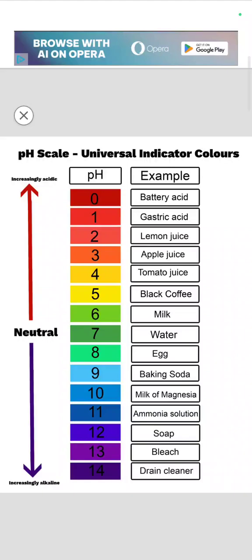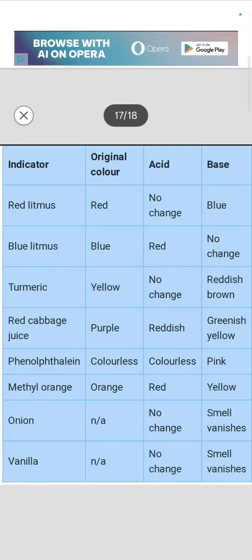Then milk of magnesia, that is magnesium hydroxide, has a pH of 10. And strong bases like sodium hydroxide or potassium hydroxide have a pH of 13, 14. Soap has a pH of 12. Baking soda has a pH of 9. So these are some of the examples. This is a summarized table of color change of different indicators.